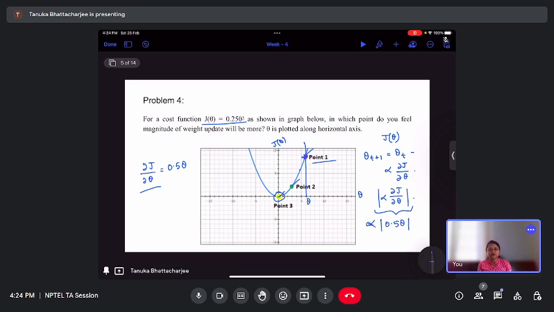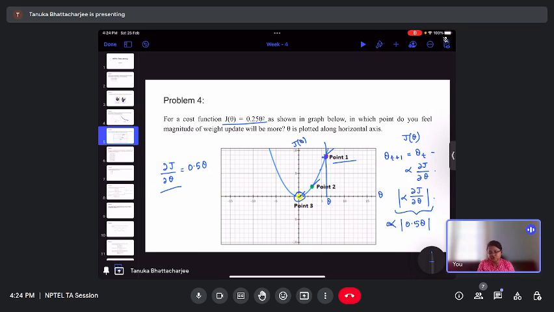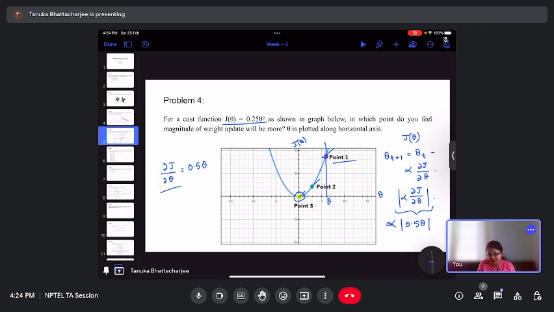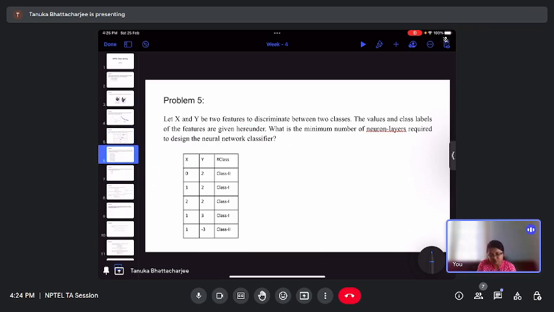It is like as you are reaching your destination, your speed is gradually reducing. Once you are much away, you are going very fast, so your weight updates are much larger, and once you are almost there, you are taking small steps to reach precisely the final point. So, that was about the optimization part. Now, we will move on to the neural network concept.